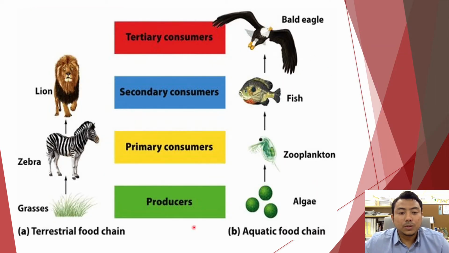So this is another example of a food chain. For example, aquatic food chain, dalam air. We have the algae, and then zooplankton. Zooplankton will eat algae, and zooplankton will be eaten by a small fish, and the fish will be eaten by the bald eagle. For terrestrial food chain, we have grass, eaten by the zebra, eaten by the lion.